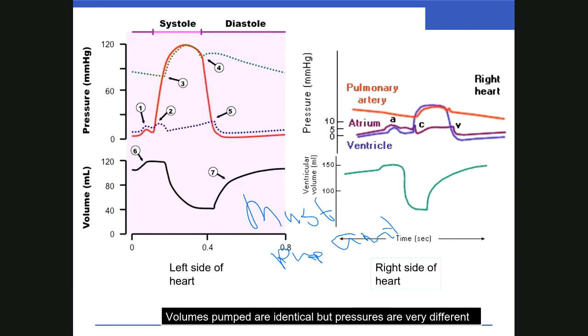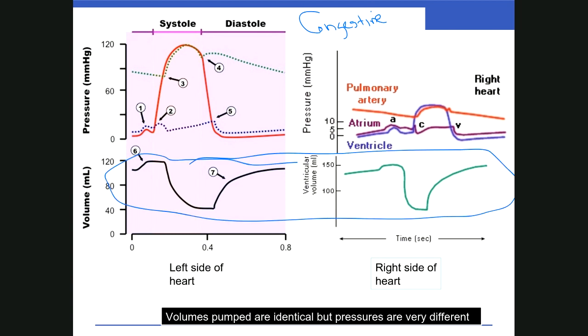If it doesn't, you get a disease, and the disease is called congestive heart failure. So congestive heart failure is when one side is pumping more than the other side. These two are not exactly the same. Congestive heart failure is when one side is failing. And depending on which side it is, you get very different symptoms.